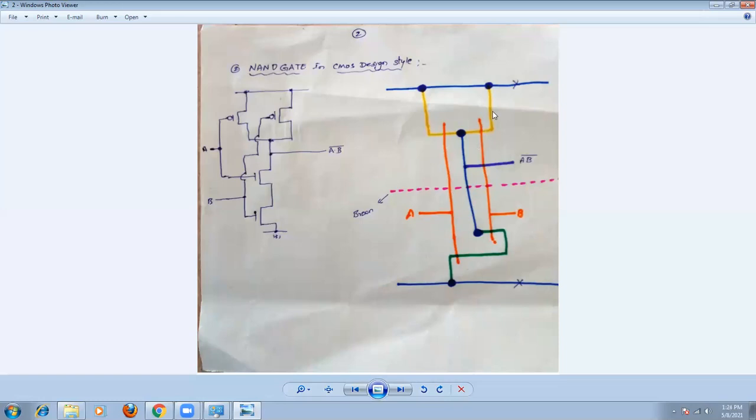Another transistor you can draw from here. You can draw directly like this, or otherwise draw like this also, no problem. You can follow as you like. So this is another transistor formation. These 2 points will be joined together because A and B will be also joined together. B also joined together. These are the gates of the transistors.